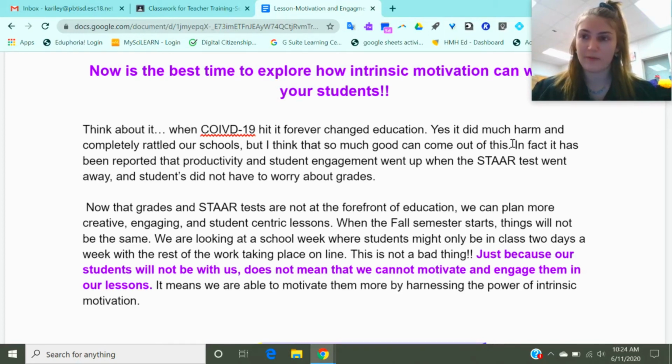In fact, some of the articles that I've been reading have said that student engagement and productivity actually went up when students found out they didn't have to take their STAR test and that their grades weren't as big of a deal as they would have been if school were in session. A lot of what we did was give out completion grades because of the issue of equity, and some students have their parents helping them, and some students don't. But really, that gives kids more room to breathe, so they can engage with the content and even explore their own interests in the process.